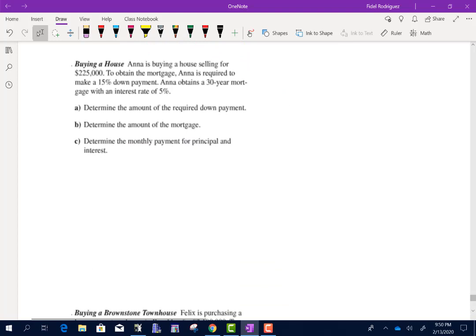Let's take a look at the next problem that we got here in our list. And it says buying a house. Anna's buying a house, selling for $225,000. To obtain the mortgage, Anna is required to make a 15% down payment. And then she obtains a 30-year mortgage at an interest rate of 5%. Okay, so the first part says, let's find the down payment. To find our down payment, we're going to take our $225,000. We're going to multiply it by 15%.